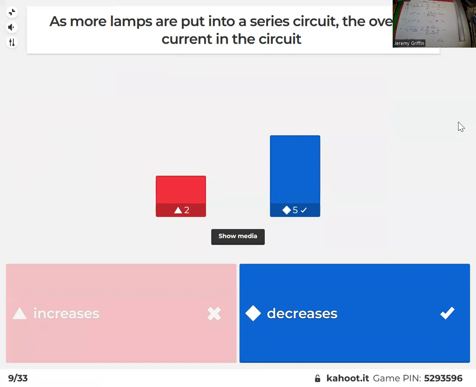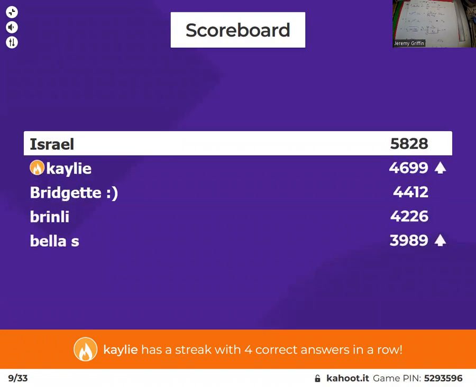And you guys remember this too, because when you were back in the lab area, you strung up those Christmas lights. You guys remember the more you put in series, the dimmer the bulbs got? That might be an indication also that there's less current flowing, right?